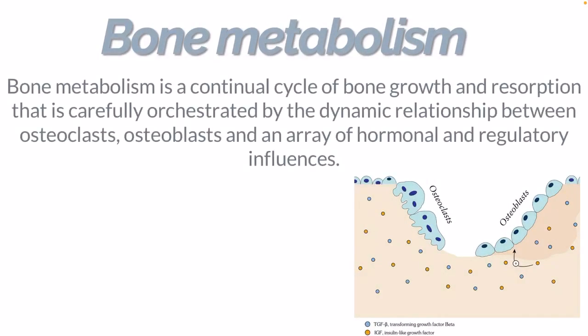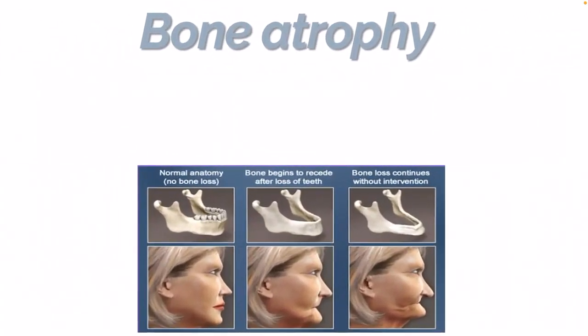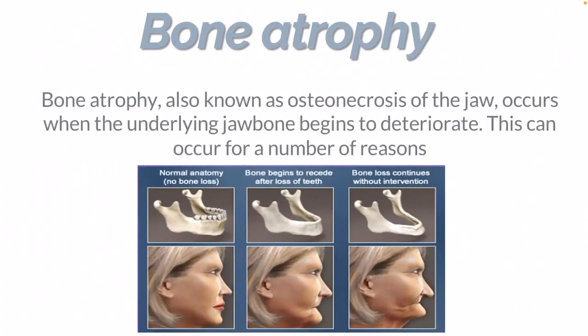Bone metabolism. Bone metabolism is a continual cycle of bone growth and resorption that is carefully orchestrated by the dynamic relationship between osteoclasts, osteoblasts, and an array of hormonal and regulatory influences. Bone atrophy. Bone atrophy, also known as osteonecrosis of the jaw, occurs when the underlying jawbone begins to deteriorate, and this can occur for a number of reasons.